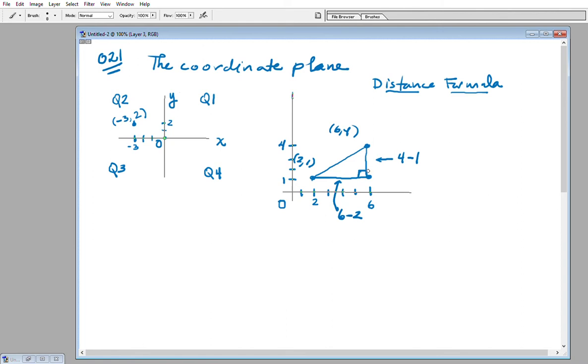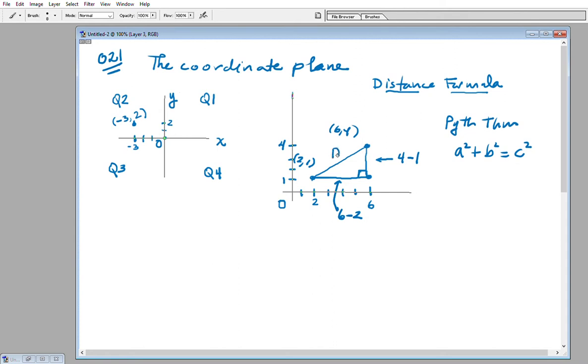So if we have a right triangle and we know the two sides of the right triangle and we want to find the hypotenuse, we can use the Pythagorean theorem. All right, so Pythagorean theorem, a squared plus b squared equals c squared. So in this case, let's say this is our A and this is our B, doesn't matter which is A and which is B. And this would be our C. The hypotenuse is the C, but I'm going to call the hypotenuse D for distance.